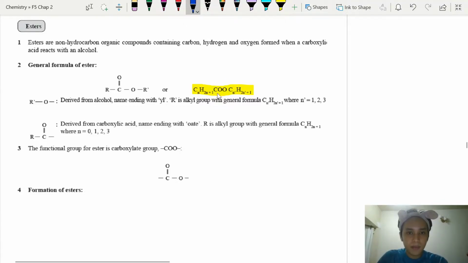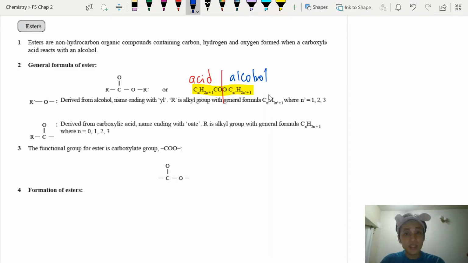this part here is the functional group, which is this one, the carboxylate group. When we write it in the molecular formula, it is understood that if I cut it in the middle here, the front part belongs to the acid, whereas the one at the back belongs to the alcohol. So if they give you any molecular formula of an ester, how do you know which part is the acid, which part is the alcohol?